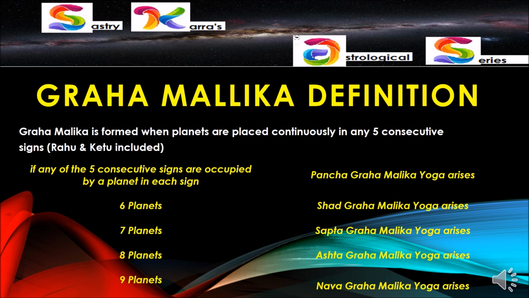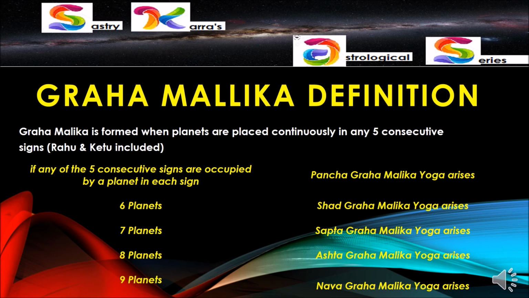As I said here, it is formed when planets are placed continuously in at least 5 consecutive signs. Some people consider Rahu and Ketu also as planets, but it's up to the people who want to do that. So if there are planets in 5 consecutive signs, at least one planet in each, then it is called Panchagraha Mallika. Pancha means 5. If there are 6, then Shadgraha Mallika. If there are 7, it is Saptagraha Mallika. If there are 8, it's Ashtagraha Mallika. If there are 9, Navagraha Mallika.